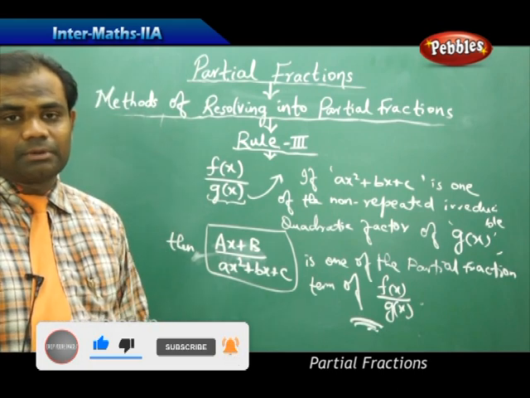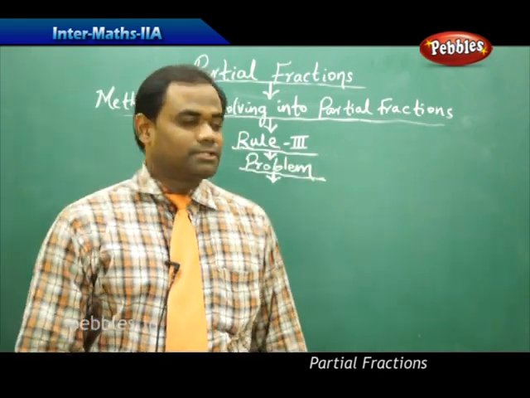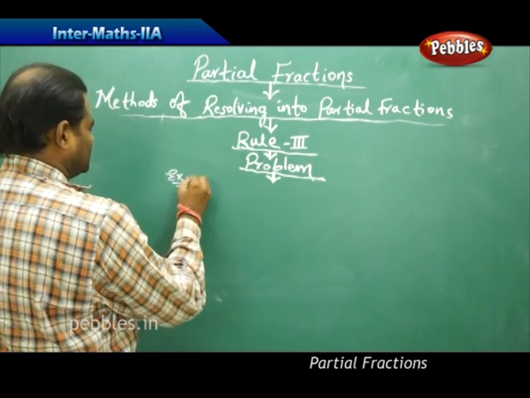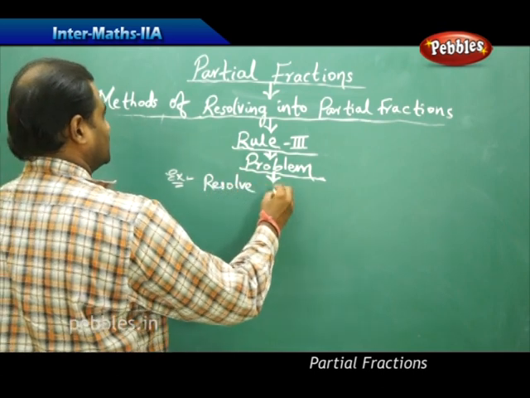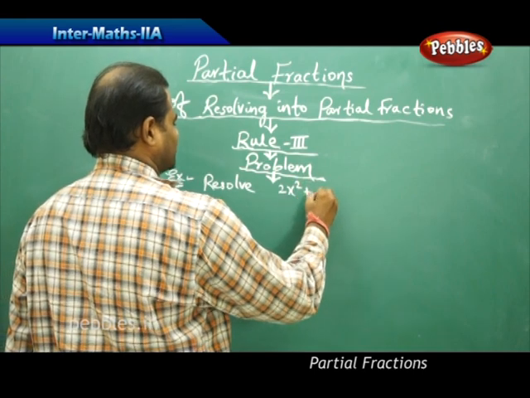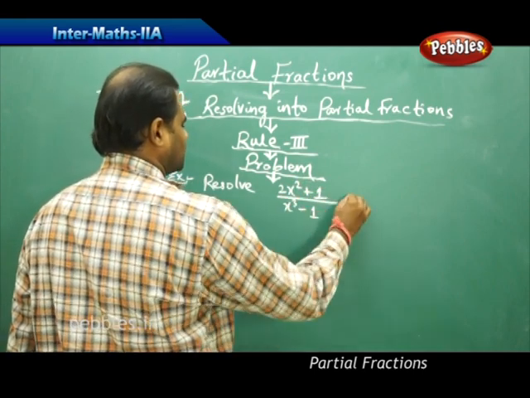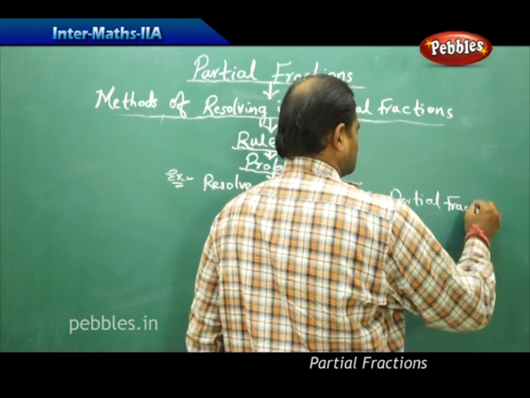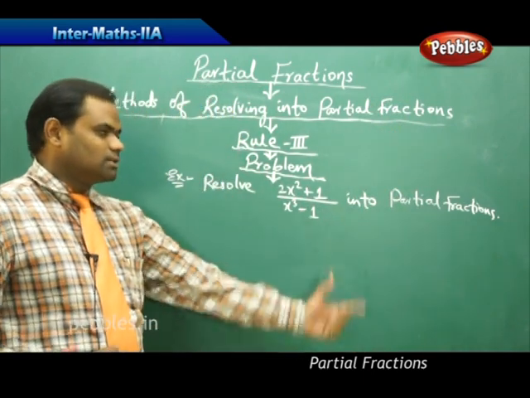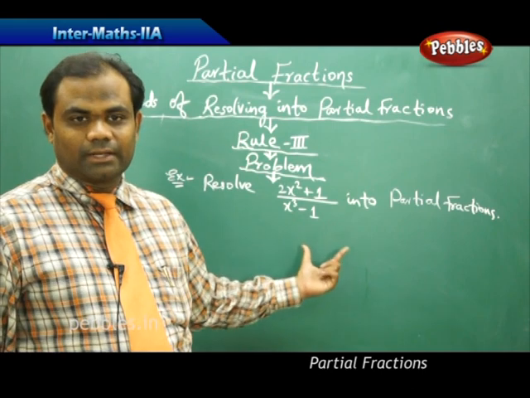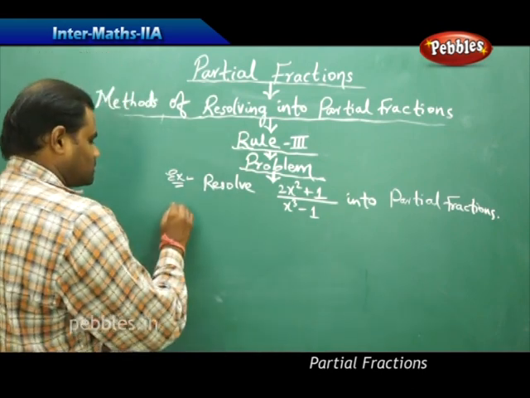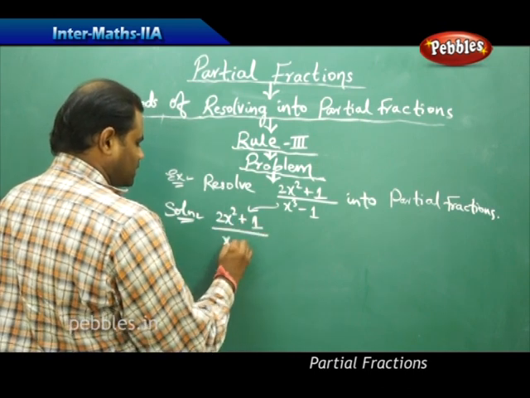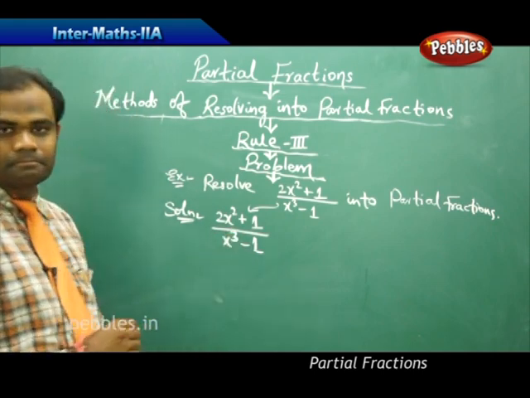So let's see with an example problem to understand this concept more better. So let's take an example problem to understand rule 3 more better. For example, I have a problem which says resolve the proper fraction (2x squared plus 1) by (x cubed minus 1) into partial fractions. So let's see how I can resolve this into partial fractions, initially identifying the type of factors we have for the denominator g of x. So in this case, my problem is (2x squared plus 1) by (x cubed minus 1), which is a proper fraction.